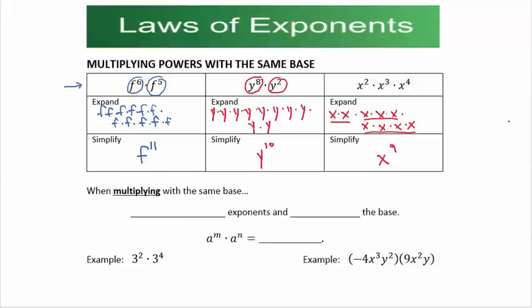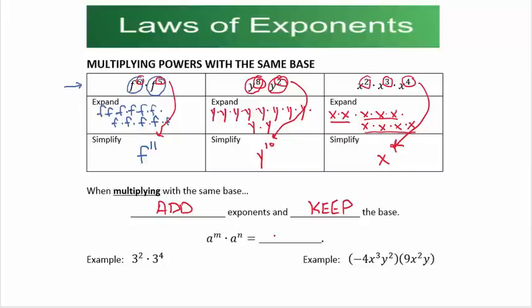Okay? So now, what do we want to look at? We want to see what happened here. Well, I noticed that in the first one, if I add 6 and 5, I get 11. If I add 8 and 2, I get 10. If I add 2 plus 3, that's 5, plus another 4, that's 9. So our rule for this: when I multiply with the same base, I just add the exponents and keep the base.